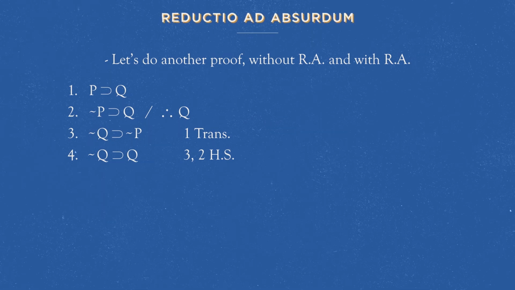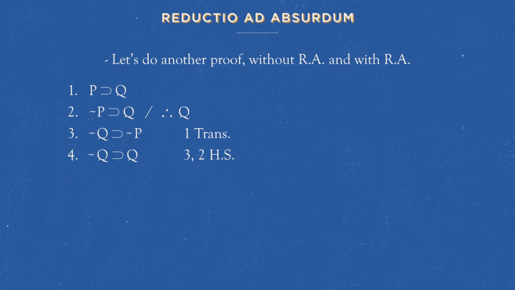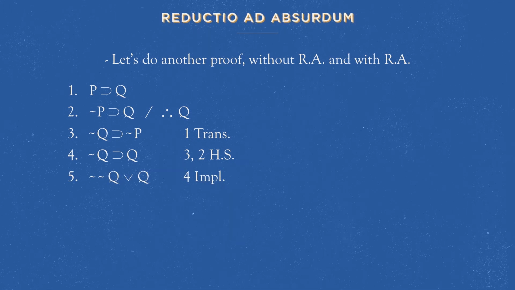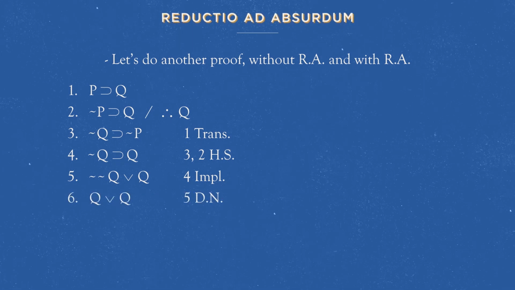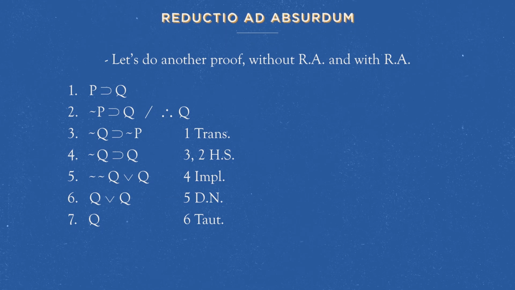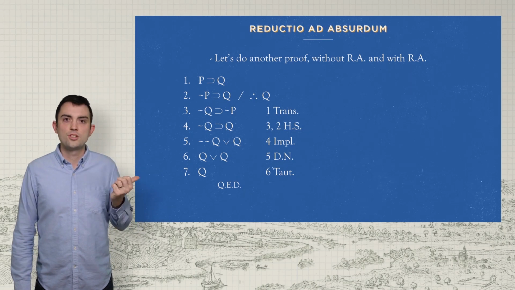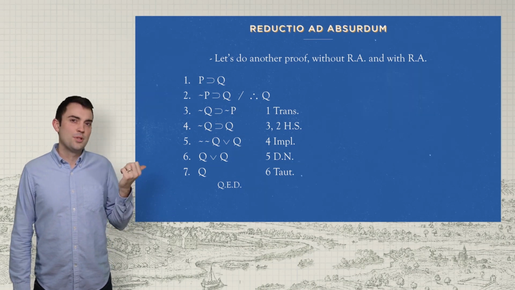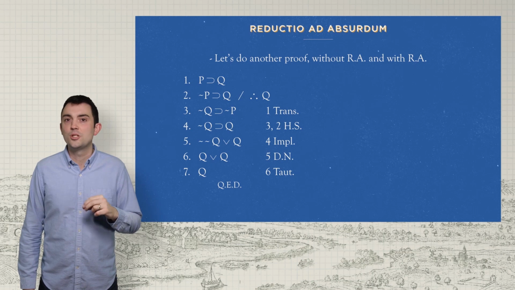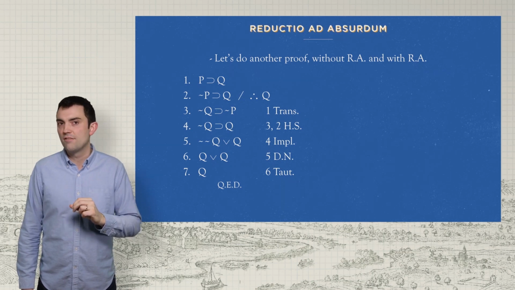Now, this "if not Q then Q" will turn the if-then into a "not or" by material implication: not Q or Q. Next I can do a double negation, Q or Q, and then we get the unusual rule of tautology to conclude Q by itself. Again, it's not easy to see that you have to do the transposition and the hypothetical syllogism and then turn that step into a Q, especially when you add the fact that we don't normally use tautology that often.